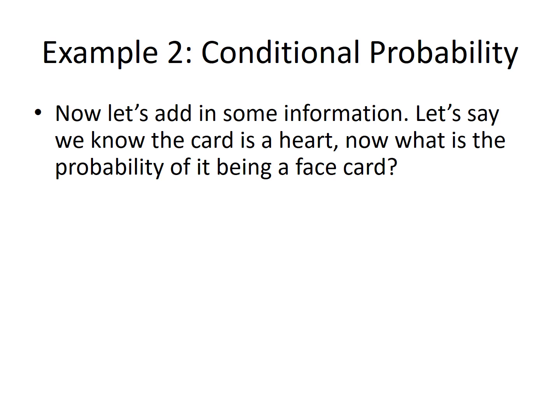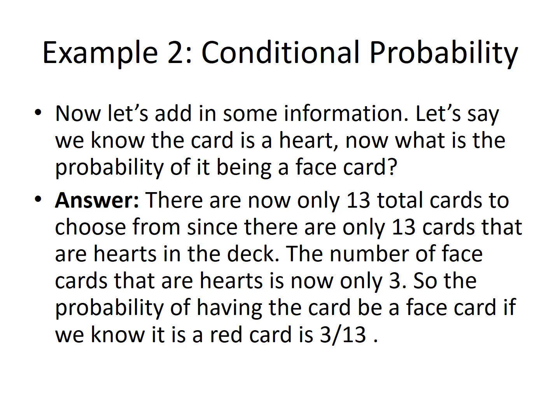Now for conditional probability, we're going to add in some information. Let's say we know the card is a heart. Now what is the probability of it being a face card? There are now only 13 cards to choose from, since there are only 13 cards in the deck that belong to the suit of hearts. The number of face cards that are hearts is now only 3. You have a king, a queen, and a jack. So the probability of having a face card, if we already know that it's a heart, is 3 out of 13.